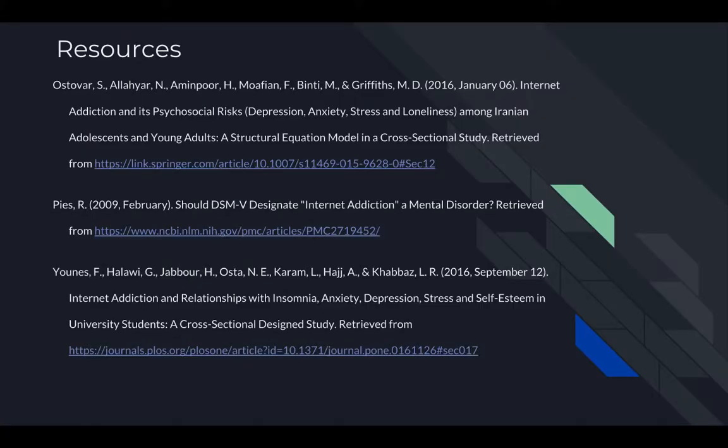And here are my resources, all of which are academic journals.